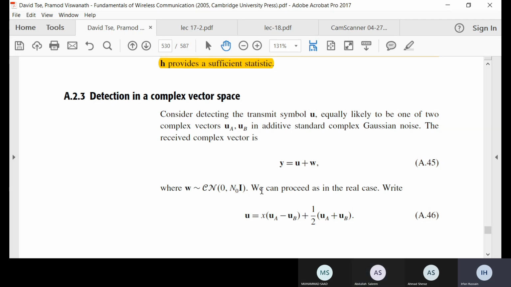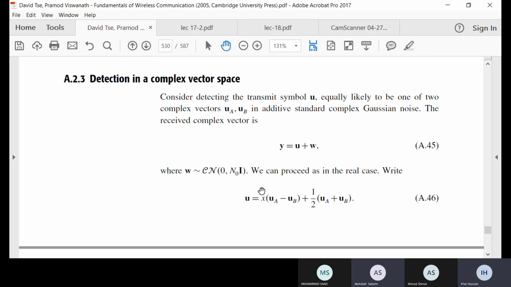Now, how to find the detection? Again, the same principle we will use. We will try to project our received complex signal onto the subspace spanned by my vectors UA and UB. Here it is UA and UB, but in industry, or in applications, it will be whatever form the received signals can take. You will be projecting onto those. So let us try to understand it here from a theoretical point.